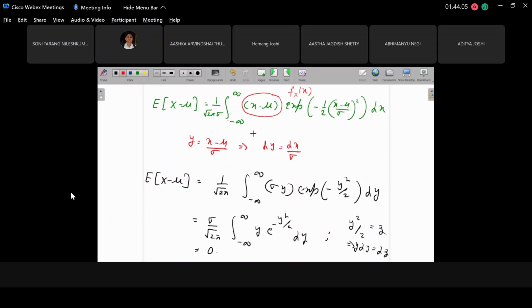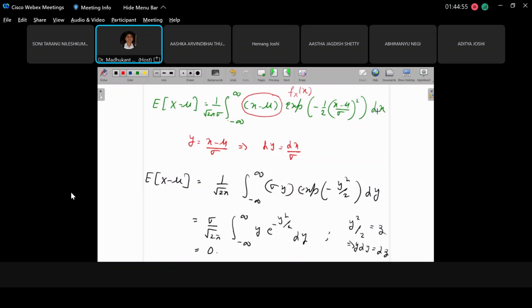Now, to solve this type of integral we have to use the substitution method. The first substitution we will make is x minus mu by sigma, which we substitute by y. Then try to see what will be the change. First, the upper limit and lower limit. Whenever x is minus infinity, y is minus infinity, and when x is plus infinity, y is plus infinity. It will not change anything, because adding or subtracting mu by sigma will not make much difference to infinity. Infinity minus mu by sigma is infinity.